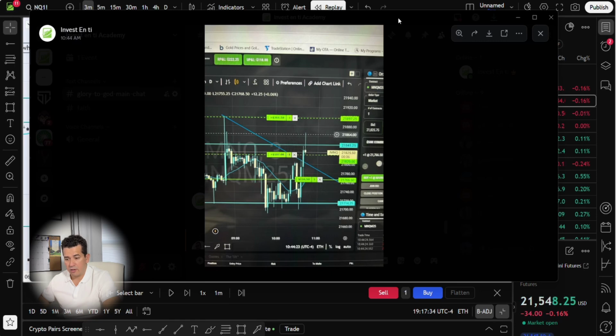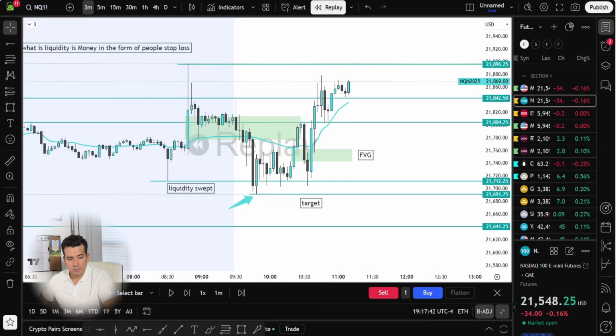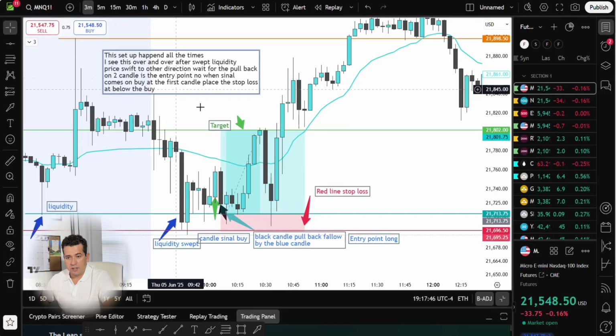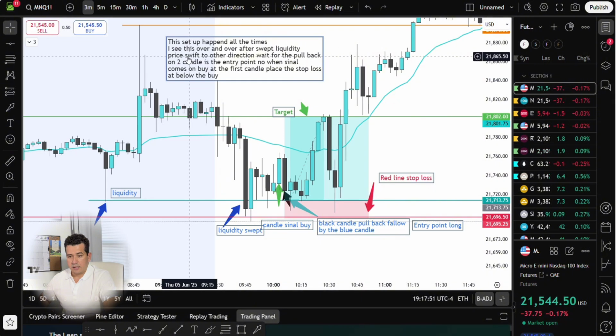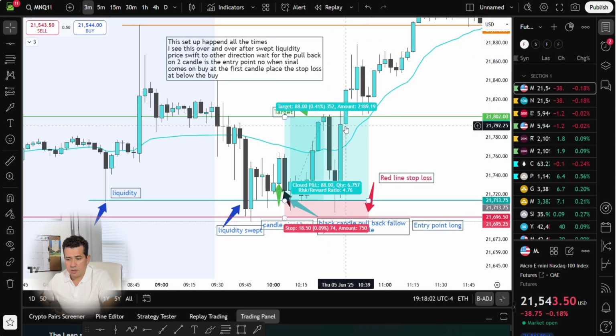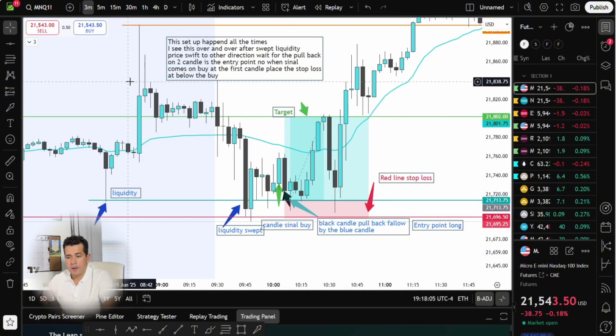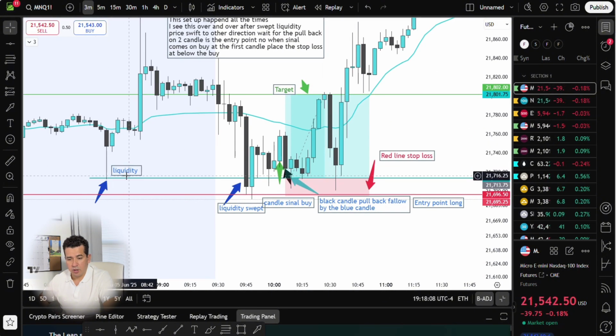I took 2 trades from that position, just waiting patiently on my edge, on my entry. As you can see here, this is exactly what I was looking at. This happens all the time. I see over and over, after a liquidity swap, price shifts to the other direction. Wait for the pullback, which I did, and then I went long. The second candle was here. The liquidity swap I have marked right here. That was the liquidity candle signal.